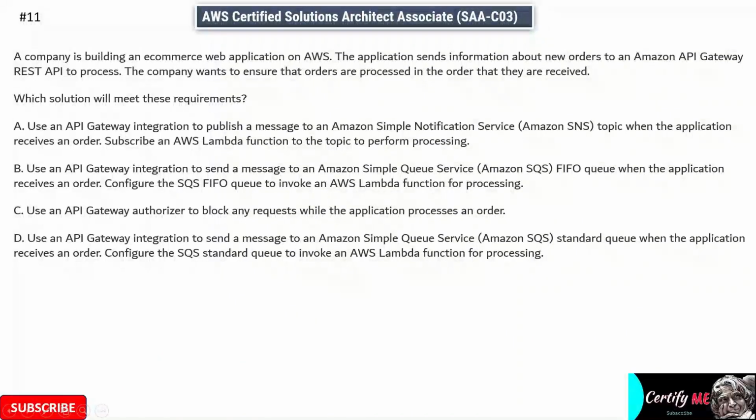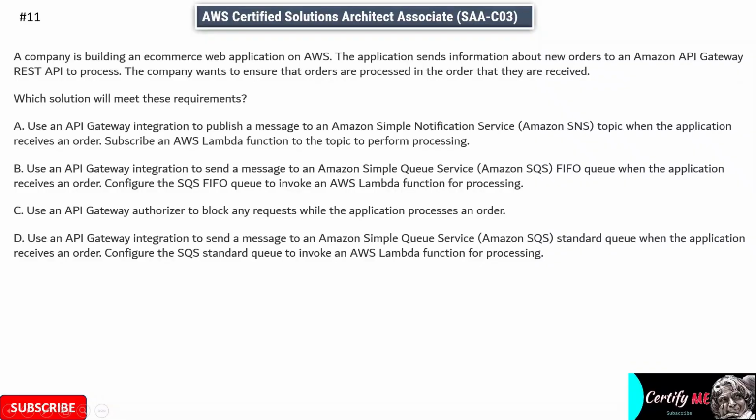A company is building an e-commerce web application on AWS. The application sends information about new orders to an Amazon API Gateway REST API to process. The company wants to ensure that orders are processed in the order that they are received. Which solution will meet these requirements? The options are option A.